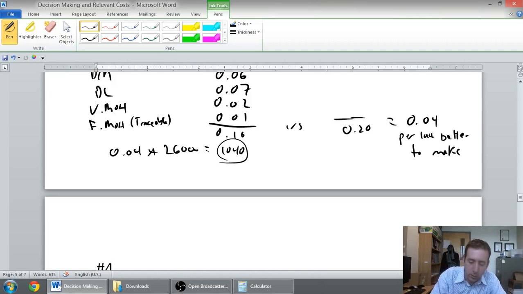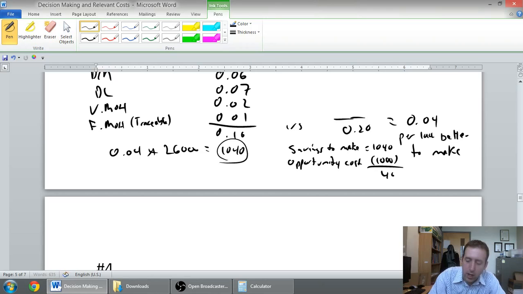So I have this $1,040 in savings to make. I have an opportunity cost now that I hadn't considered before, which is $1,000, but I'm still $40 better off to make. Now, if my opportunity cost was $1,500, I would have been better off to buy. But that opportunity cost wasn't in play at the beginning. So this $1,000 opportunity cost means I'm still better off to make. Advantage to make.